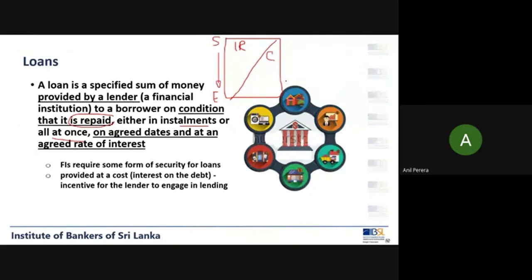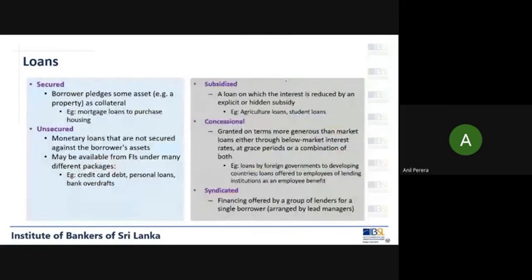And most of the banks or the financial institutions need a security for these loans. There are some unsecured loans as well, but mostly they require a kind of a security. The cost is recovered in terms of the interest. If you look at the types of loans, there are secured and unsecured. Secured means you basically have to have some asset. As I said, these are the most common type of loans, secured loans.